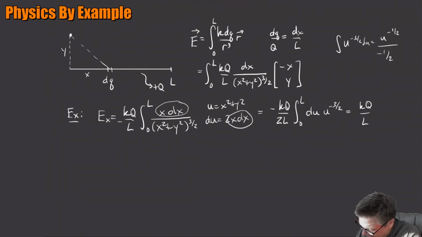So this is going to be kq over L, from 0 to L, and I've got what? Oh, 1 over the square root of that. Oh, I've already solved the integral. 1 over the square root of the thing. So I've got 1 over the square root of x squared plus y squared, from 0 to L.